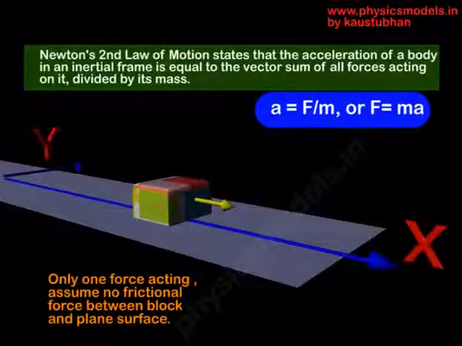Hi, this video presents Newton's second law of motion. The definition is given on the top. In short, it says that the body will accelerate in the direction of the net force that's acting on it. Whatever are the forces acting on the body, all those forces have to be reduced to a net resultant force.